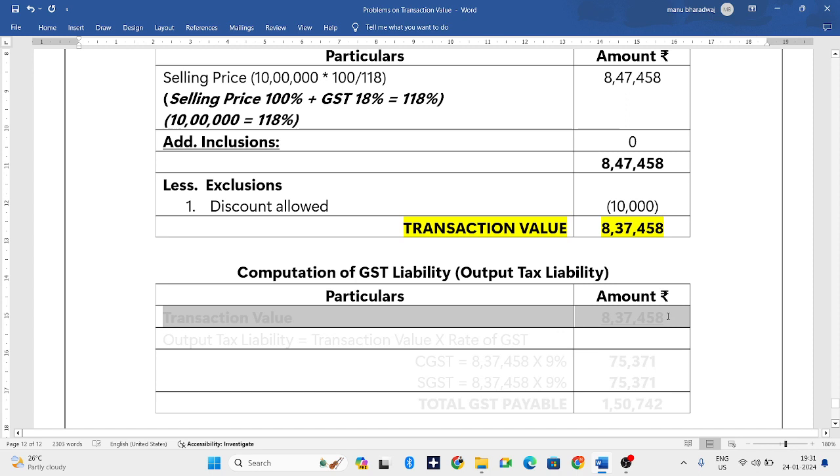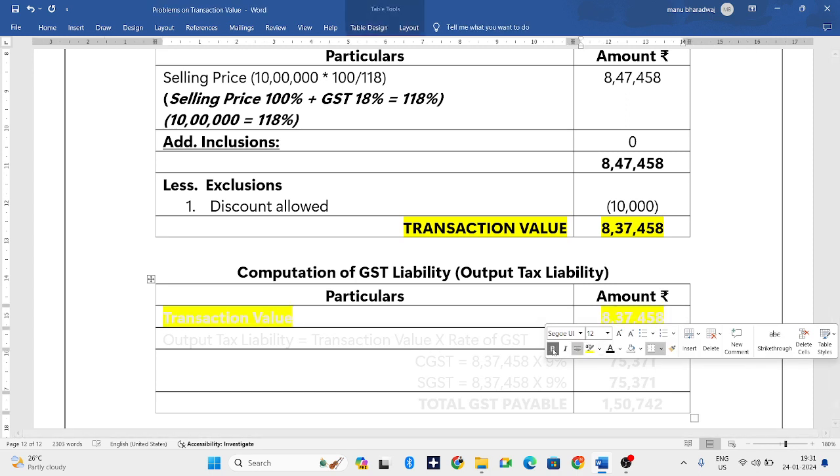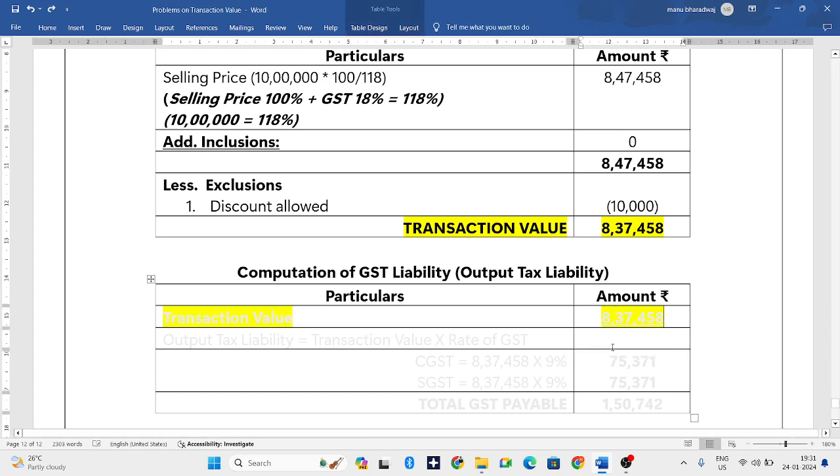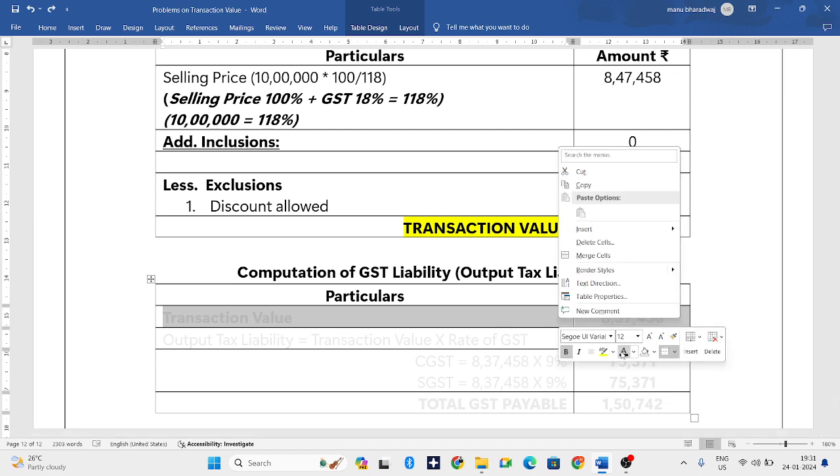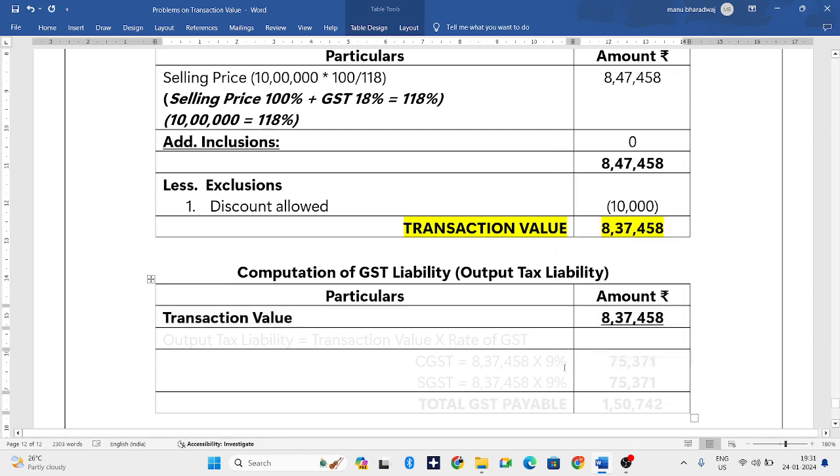Now we have to consider this transaction value in order to calculate the GST payable. To find the GST payable, this transaction value is necessary. Now the formula to calculate the output tax liability is transaction value into rate of GST. Transaction value into rate of GST.